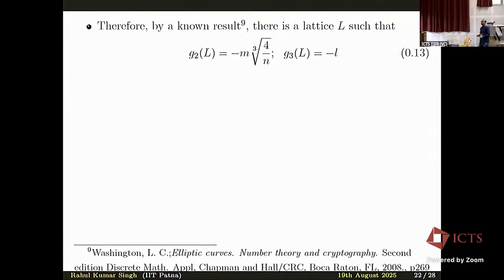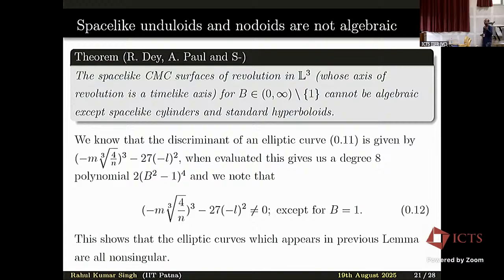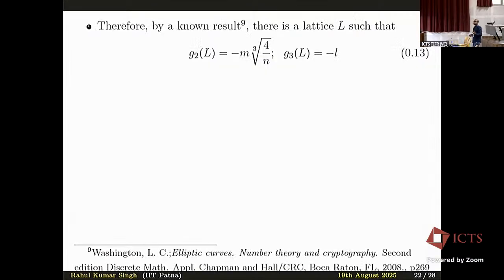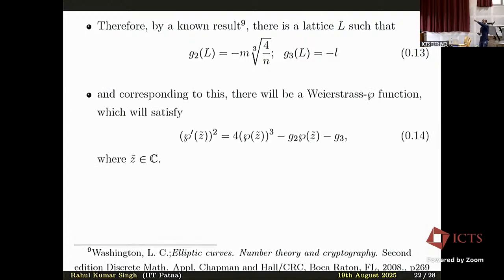And now again, what to do with this? Whenever you encounter an elliptic curve, there is a very well-known result which says that you will get a lattice in the complex plane, so that there's something which we can define: corresponding to that lattice, there will be these two things, G2 and G3, which will assume those coefficient values.